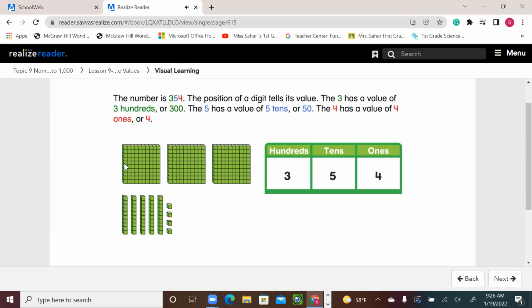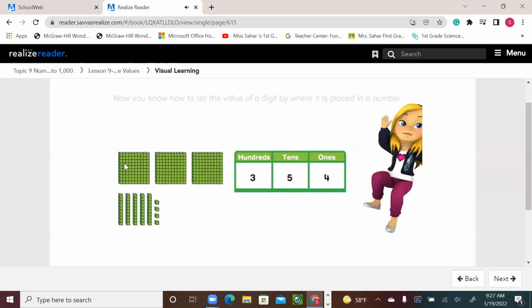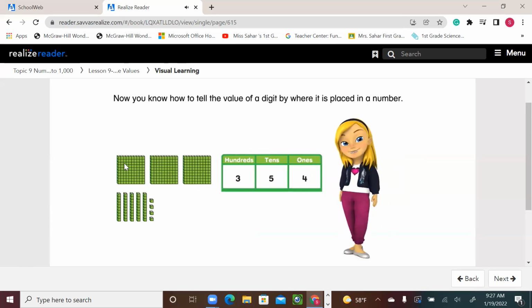The number is 354. The position of a digit tells its value. The 3 has a value of 3 hundreds, or 300. The 5 has a value of 5 tens, or 50. The 4 has a value of 4 ones, or 4. Now you know how to tell the value of a digit by where it is placed in a number. Okay, so now when I look at the number, I know that there's 300 because I can see that the position for the 3 was the hundreds, and there's 5 tens, which is 50, and then 4 ones.